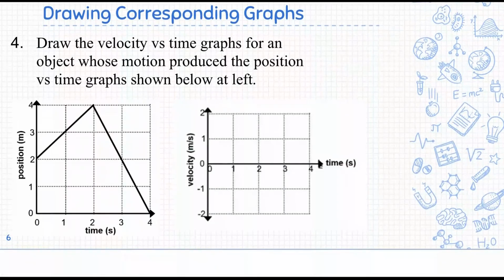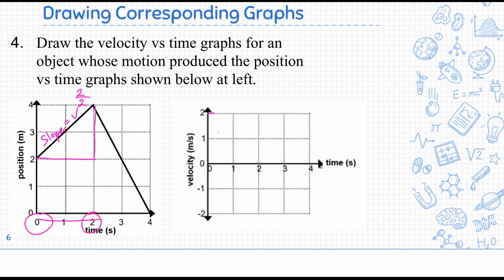All right, so let's take a look at the next one. Number 4, again, we're not worrying about where it starts to find the velocity. We only care about the slope because the slope is our velocity. So this slope here, if we go over 2 and up 2, that's still a slope of 1. So remember that it's rise over run. So between 0 and 2 seconds, that slope is 1.